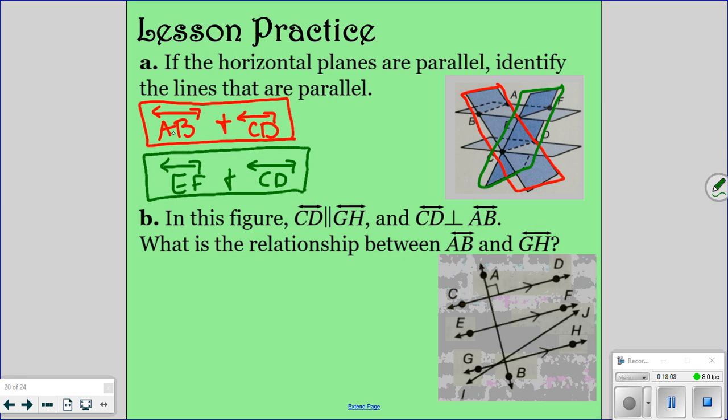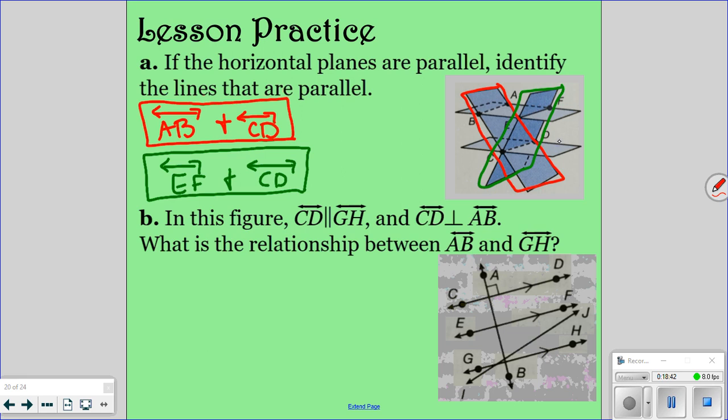You could switch this to make it BA and DC, but these two lines are parallel and these two lines are parallel. There are no other answers that would be accepted for this example. So if you put AB is parallel to EF, that is wrong. We don't know that they are parallel. They could be, but we don't know that for sure. We only know that AB is parallel to CD and EF is parallel to CD.